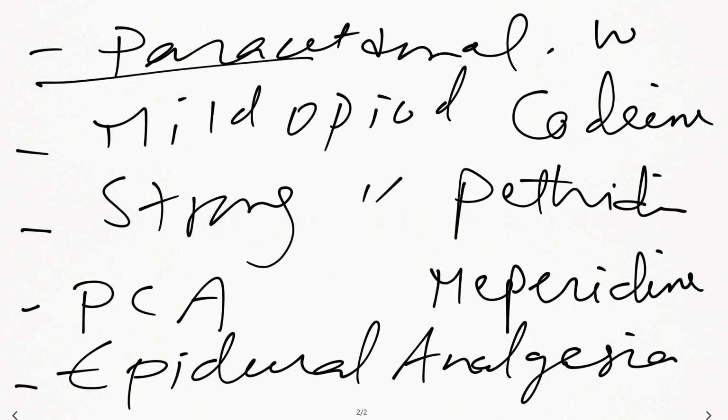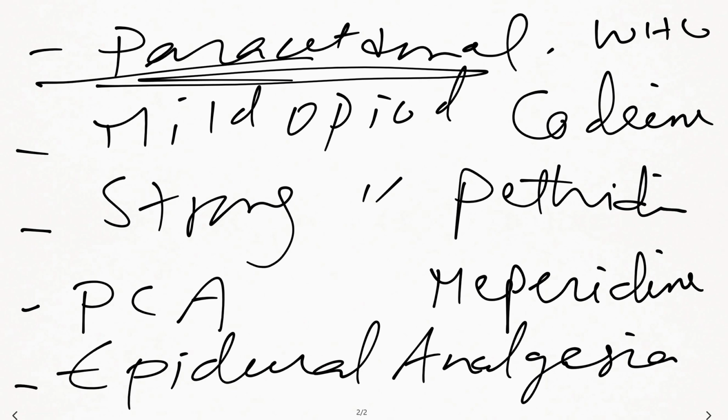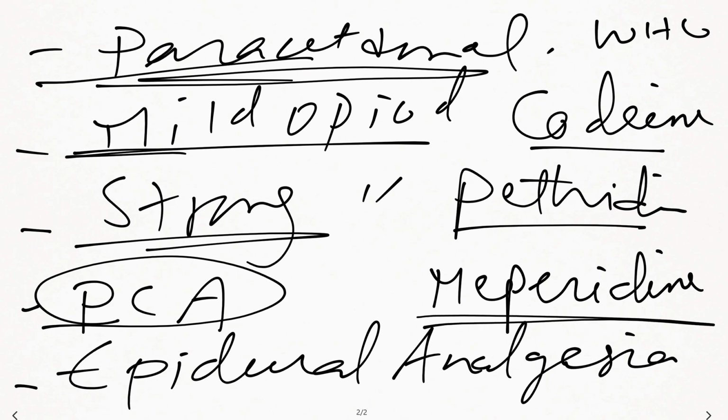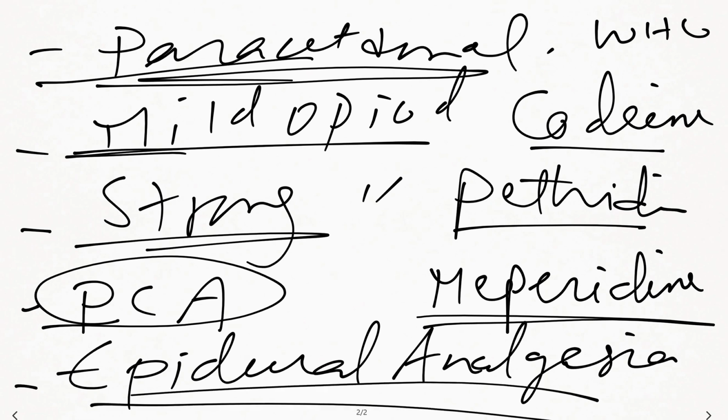Follow the WHO ladder. Start from paracetamol, non-steroidals. Mild opioids, the next step, codeine. Strong opioids like pethidine, you can use the PCA, but not with morphine. You can use pethidine or meperidine, and finally you can use the epidural analgesia. This is the answer for this question.